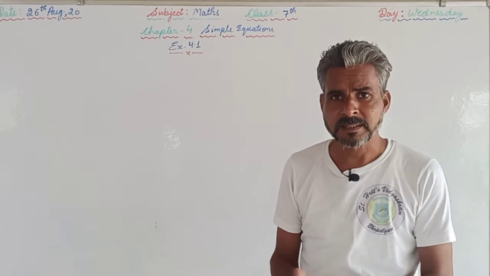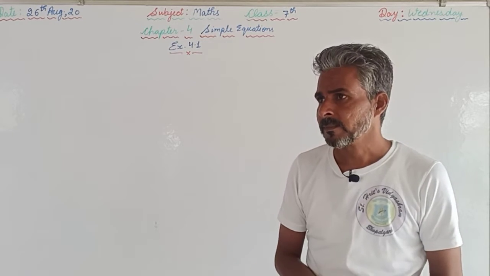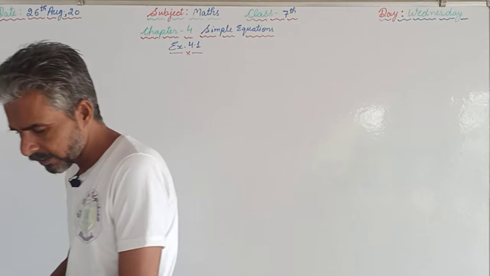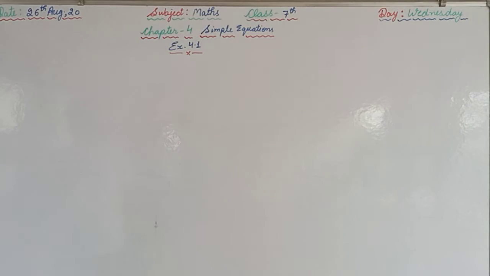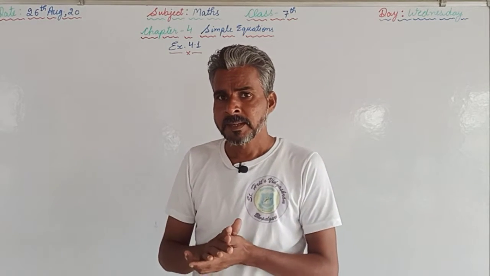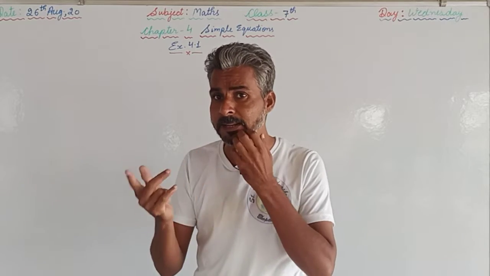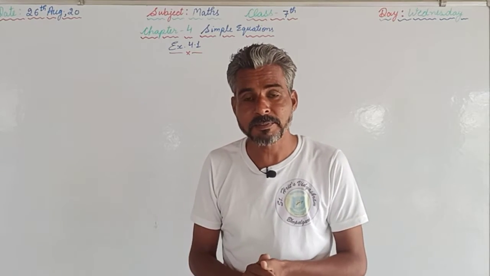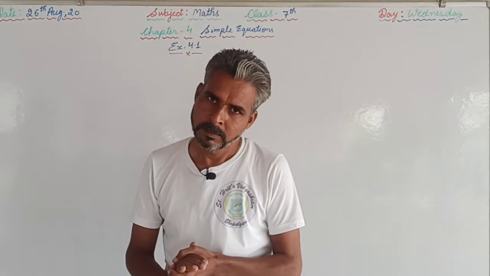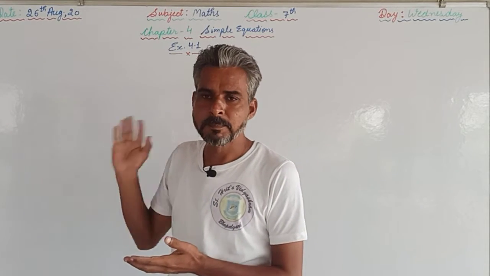This video is for class 7th and the subject is maths, and we are continuing the same chapter, that is chapter number 4, which we have started yesterday, and the name of the chapter is simple equations. Simple equations means the linear equations, means having the degree of the variable. Degree of what? Of the variable. Degree of the variable is 1, means there will be no square or cubic terms in a simple equation.